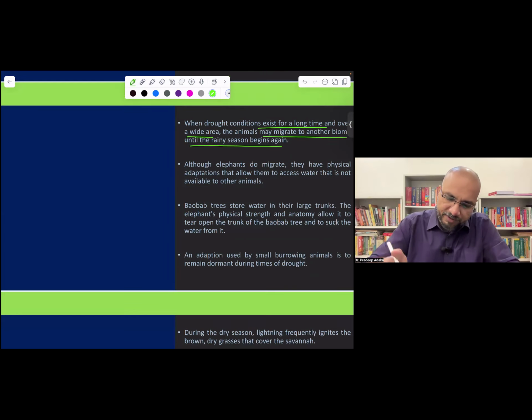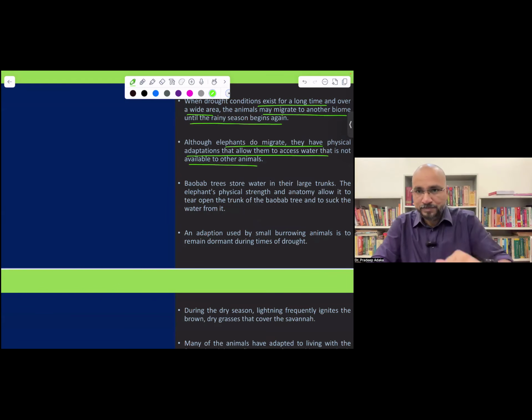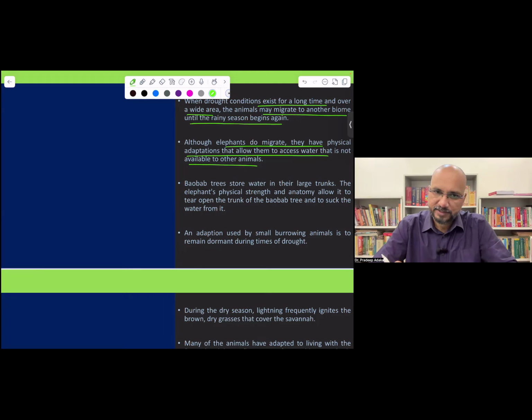Okay, so although elephants do migrate, they have physical adaptations to allow them to access water that is not available to other animals. So elephants, they have tusks, right? So in elephants, what teeth are modified into tusk? It is a question that has been asked in interviews, IFS interview. Which teeth? So you have different types of teeth, right? So they are for different purposes. You have cutting teeth, grinding teeth, right? Tearing teeth. So which teeth are modified into tusks in elephants?